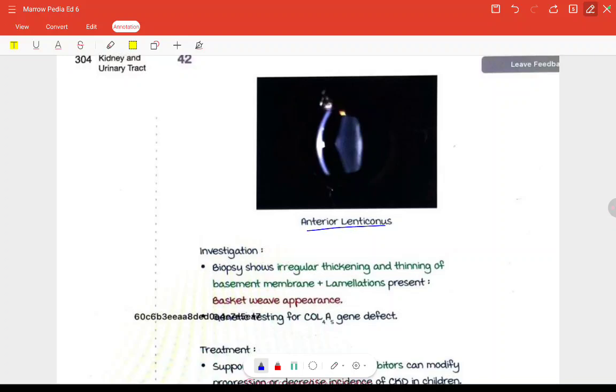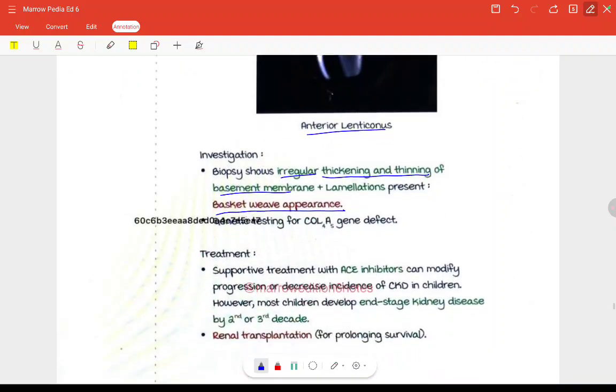For investigation, we do the biopsy, which shows irregular thickening and thinning of the basement membrane plus lamellations. This is known as the basket weave appearance. And genetic testing for the COL4A gene defect can be done.